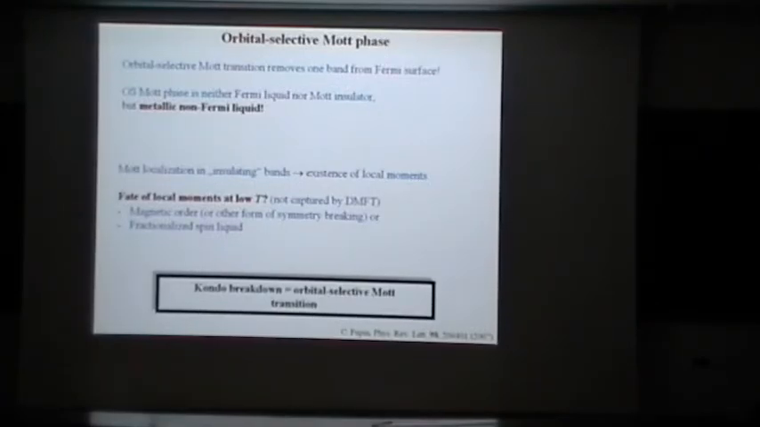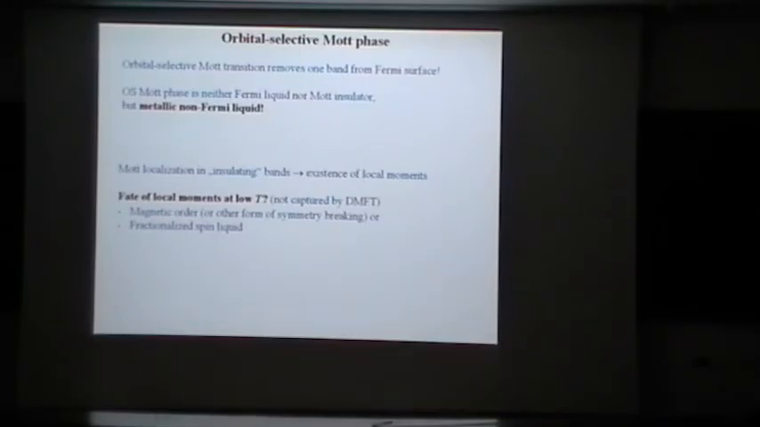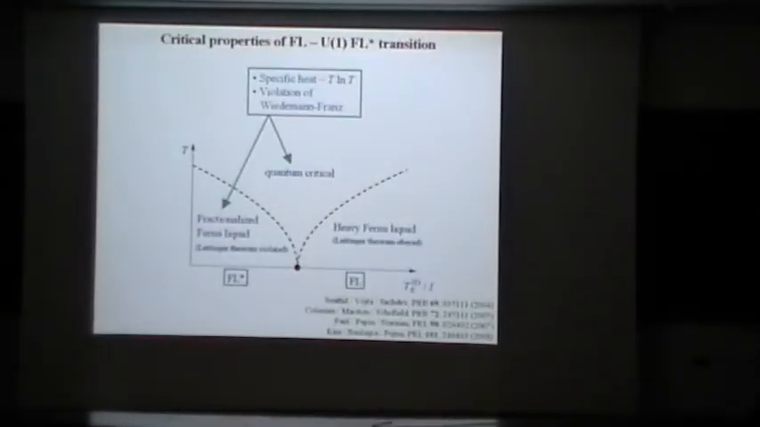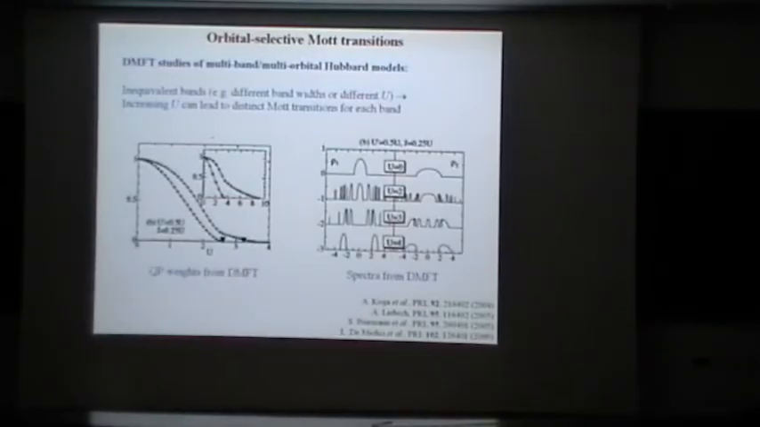In your multiband Hubbard model, you had one band that gapped before the other one did. What determines which one goes first, if anything? You're referring to these particular results here. Yes. But this, if I recall correctly, in this particular study, the two bands had different bandwidth.